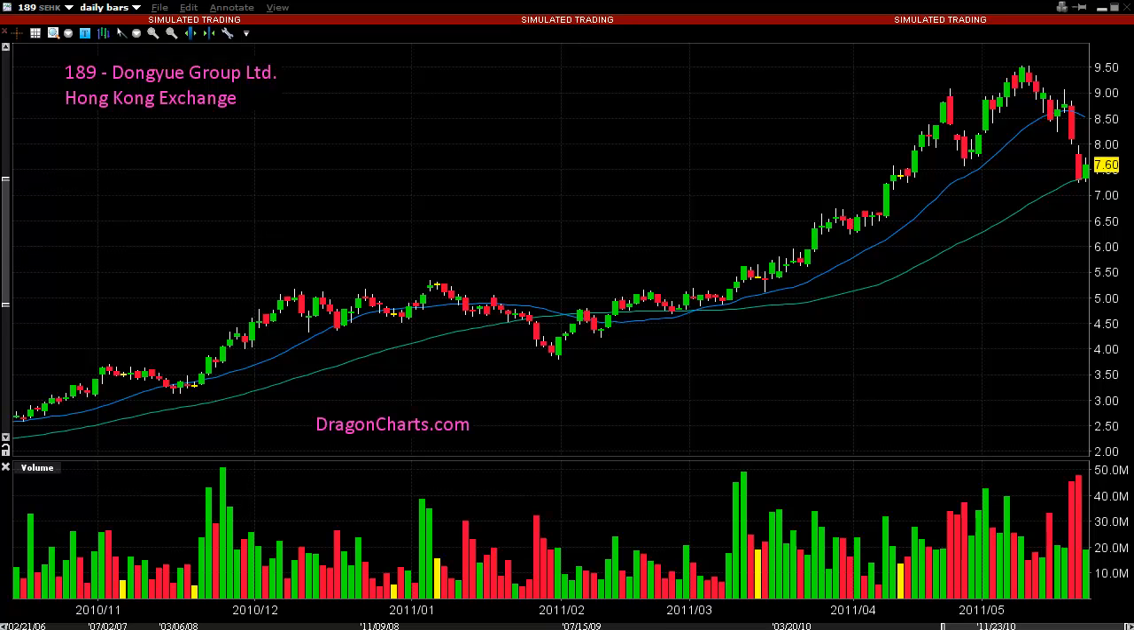Today we're looking at a stock that trades in the Hong Kong exchange called Dongyue Group. Ticker number is 189. This type of play is a little bit different than other plays we've looked at recently. There's several types of plays that we teach our students at Dragon Charts.